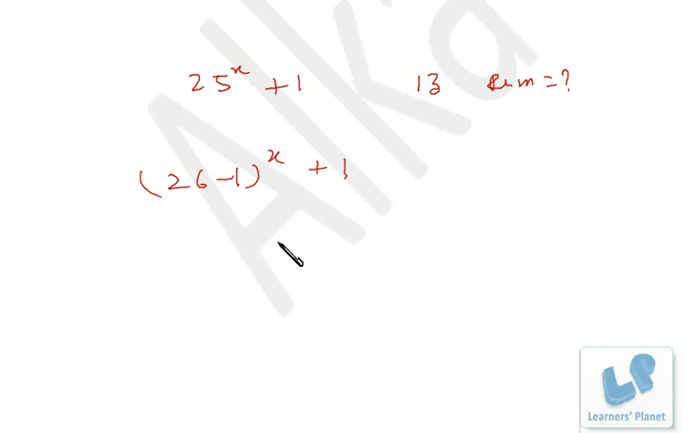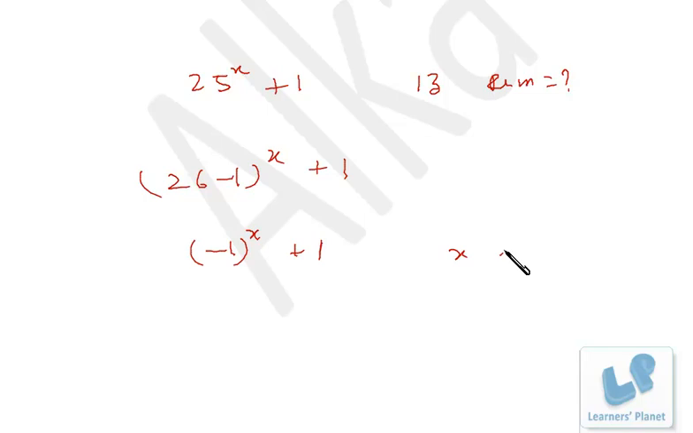Now what is happening over here? This expression I have written like this. So if we divide this expression by 13, the remainder will be minus 1 raised to x plus 1. Now if I get minus 1 as a remainder over here, then minus 1 plus 1 will be 0. And if I have the remainder as plus 1, then the overall remainder will be 2.